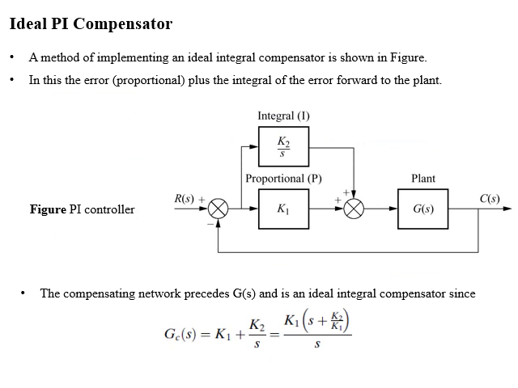Dear students, another method of implementing a proportional integral network is shown in the figure. In this type of implementation, the sum of proportional error and integral error is forwarded to the plant. The compensating network which precedes G of S is the ideal integral compensator and its relation is given by GC of S.